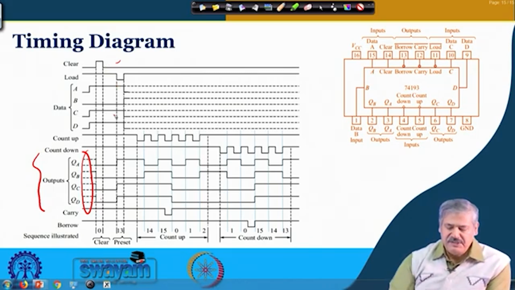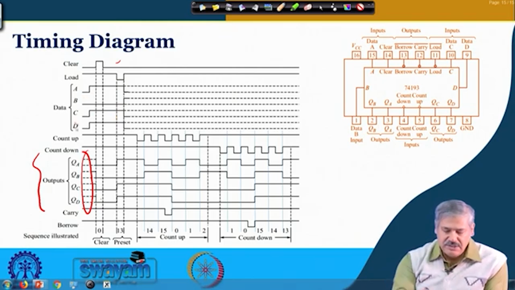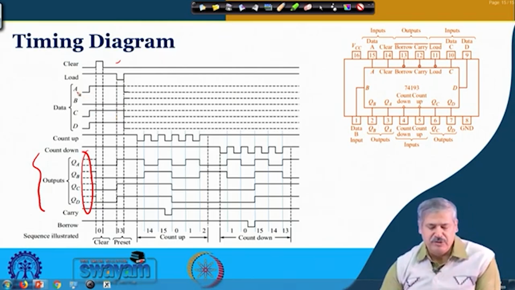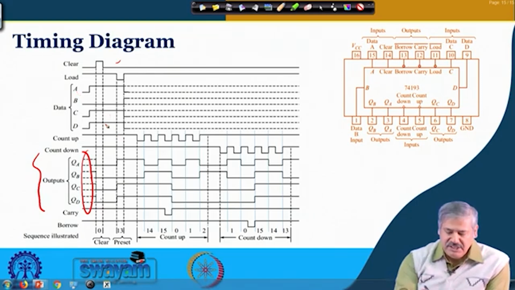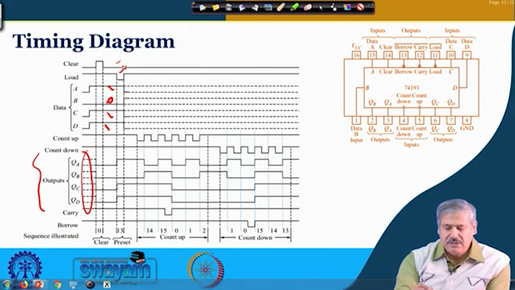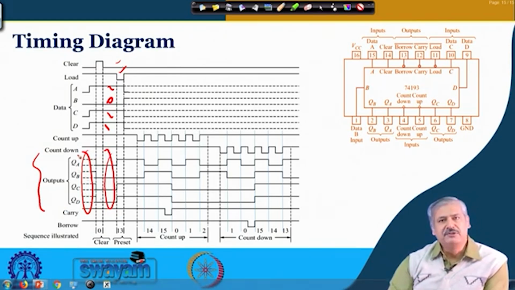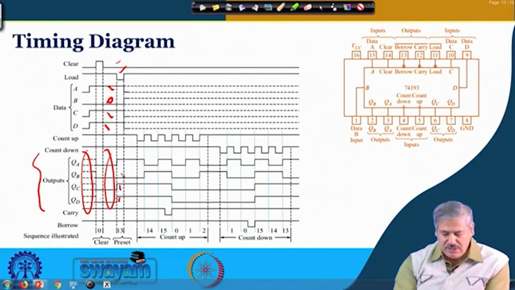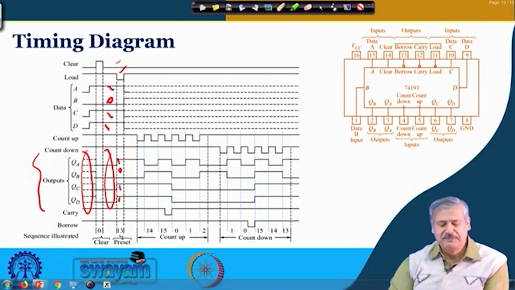And then A, B, C, D are the data inputs. At the input you are putting a value: D is 1, C is 1, B is 0 and A is 1. Whenever you give load, which is active low, and make it low, what will happen? Earlier it was remaining cleared. Whenever you do that, QD, QC, QB, QA take these values. So, now they become 1, 1, 0, 1. That is what has been shown here as 13 getting loaded.